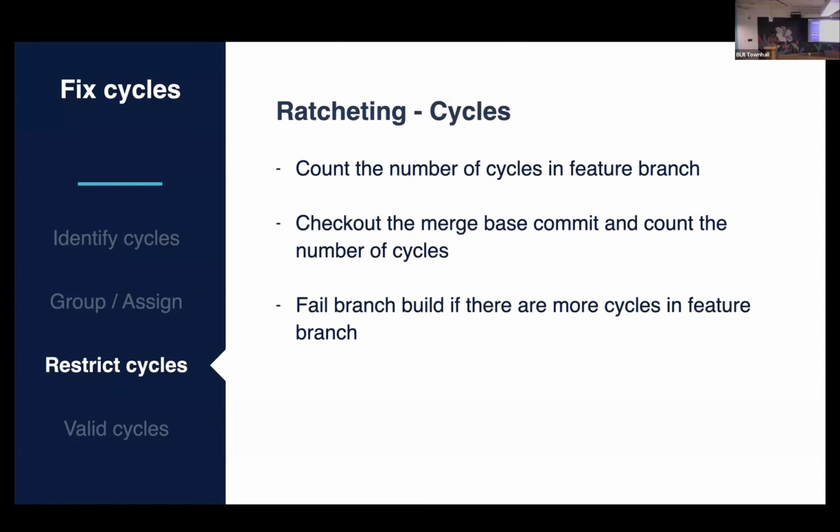For cycles, we added a new rule. Basically what we do is we count the number of cycles in the feature branch in your latest commit. And then we also check out the merge-base commit, find the number of cycles in the merge-base commit, and then we compare these two numbers. If your PR has introduced more cycles, it means you can't merge your PR and the build breaks.